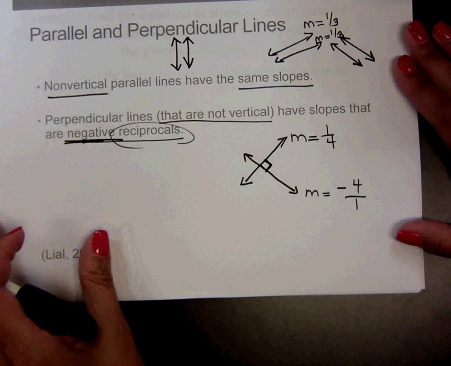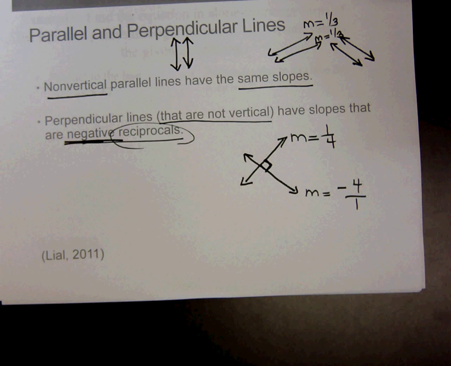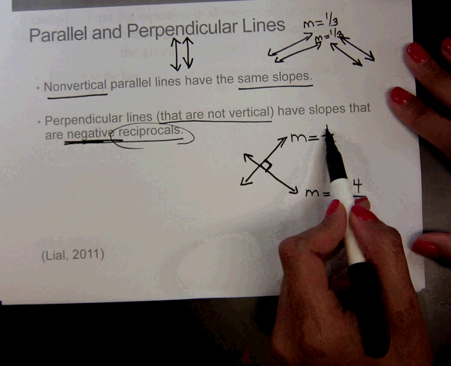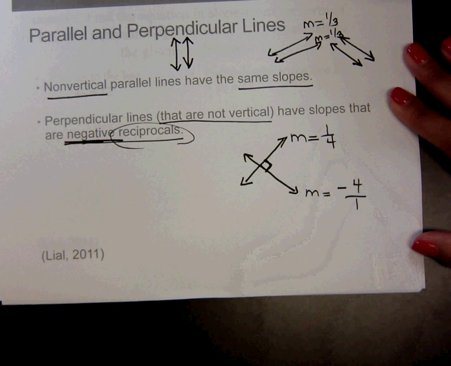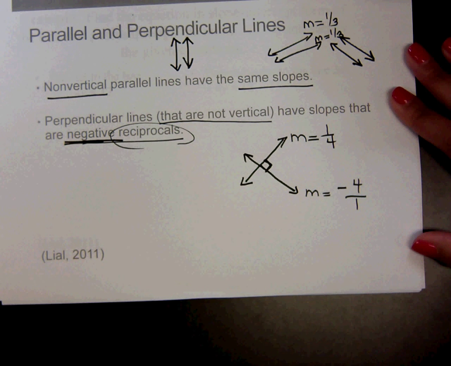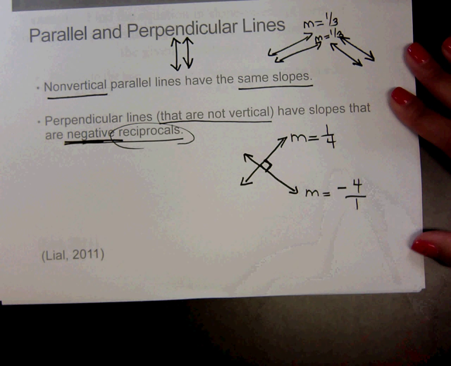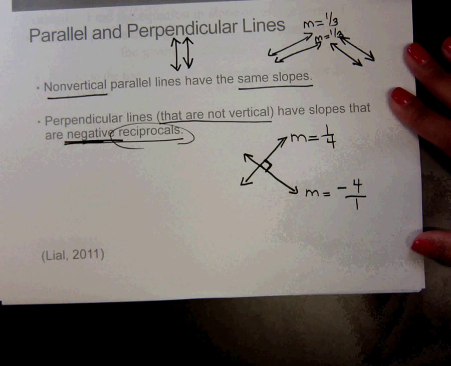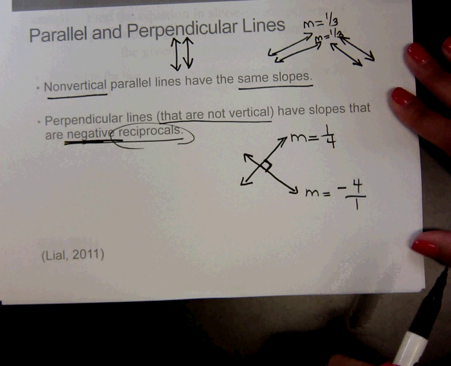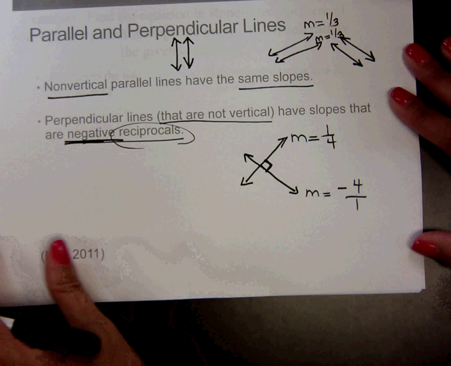Okay? What does negative reciprocals mean? Some might say opposite reciprocals. It means change the sign. They have to have different signs and then take the reciprocal. It means this numerator becomes a denominator and this denominator becomes a numerator. That's our reciprocal. The product of these two slopes should be -1. So if I were to multiply these, I should always get -1. So remember, the signs must be opposites. Okay, and this is all in your textbook.